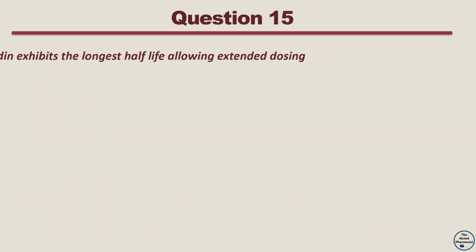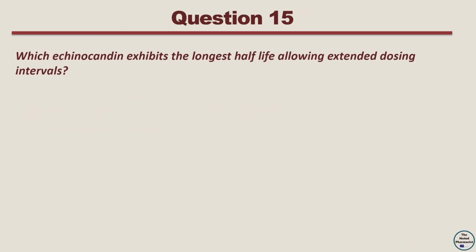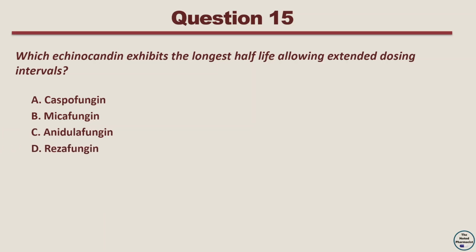Question 15. Which echinocandin exhibits the longest half-life allowing extended dosing intervals? Option A, caspofungin. Option B, micafungin. Option C, anidulafungin. Option D, rezafungin. Option E, flucytosine.